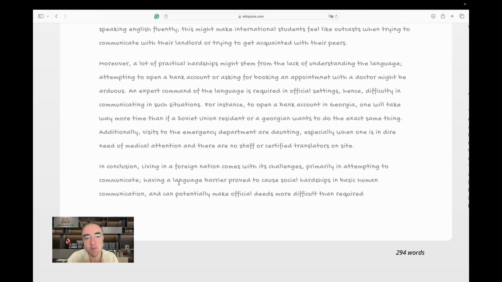primarily in attempting to communicate. Correct. Semicolon. Having a language barrier proved to cause social hardships in basic human communications, and can potentially make official deeds. I don't need this comma. And can potentially make, because the subject is the same, having a language barrier can potentially make official deeds more difficult than required. And I need a full stop here. That's a very good conclusion. It's a very, very good conclusion.